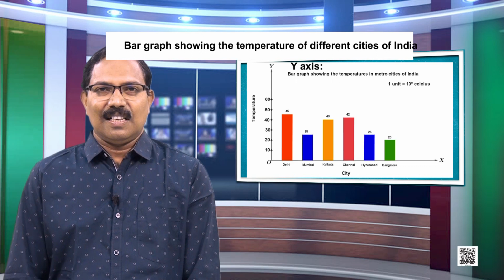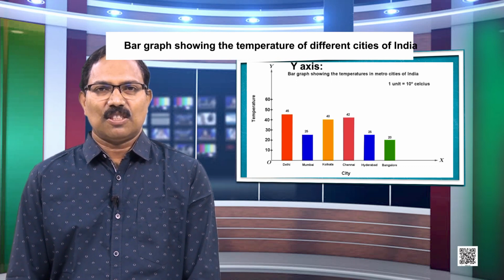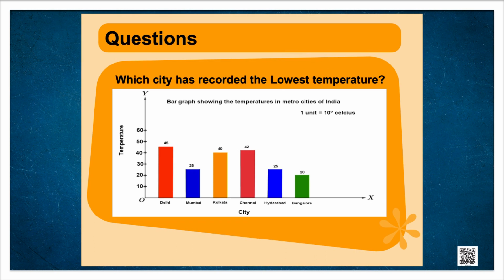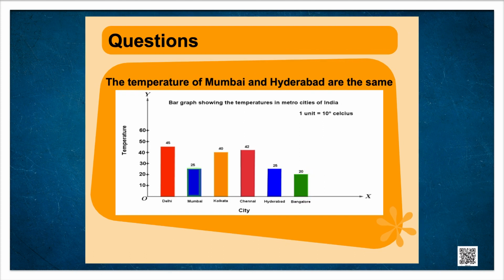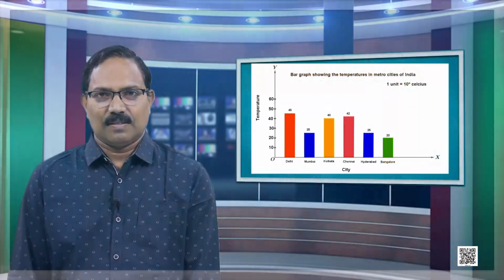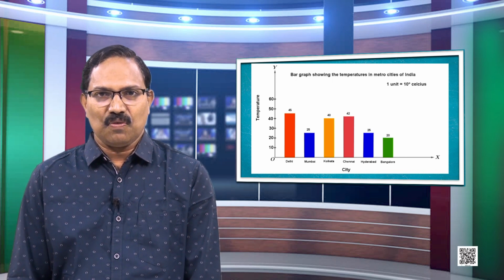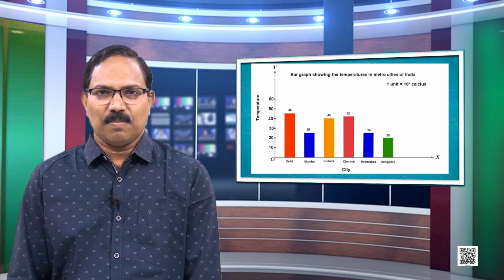Students, let me ask certain questions based on the graph. Which city has recorded the highest temperature? Yes, you are correct, New Delhi. Which city has recorded the lowest temperature? Bangalore. The temperature of Mumbai and Hyderabad are the same. Is it not? Yes, you are right. Students, now you know how to draw a bar graph and also how to interpret the graph.